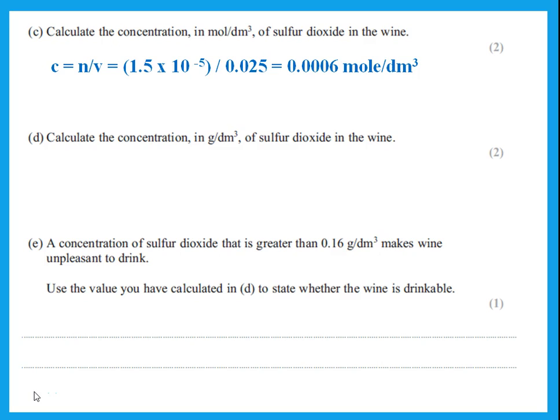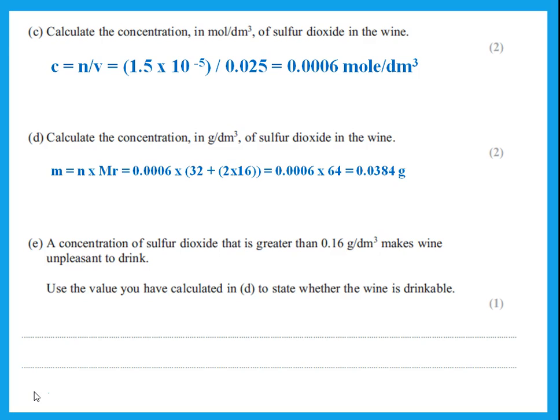Now he's saying calculate the concentration in gram per decimeter cubed. That means he's telling me to change the moles to grams. So if I have moles, how do I get grams? How do I get mass? Mass is the number of moles times the MR. So instead of having 0.0006 mole in the decimeter cubed, I'm going to have this mass, which is 0.0384 grams.